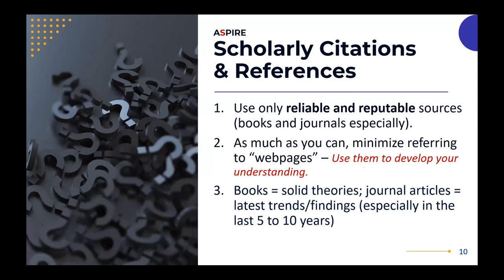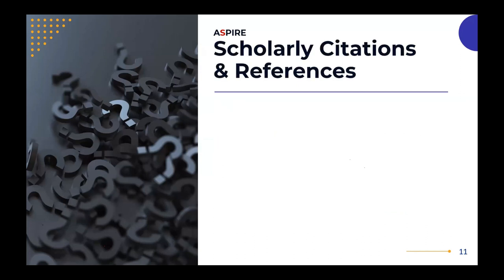You use them to understand certain concepts, but when you want to back up your ideas, when you want to justify your decision in certain things in your academic writing, try to go for the books or the journal articles, right? Okay. Oh yeah, paraphrase the sentences to avoid plagiarism. I think this is also an issue.